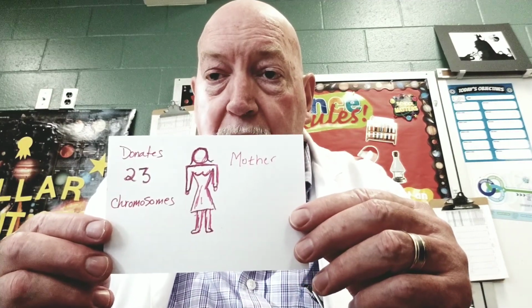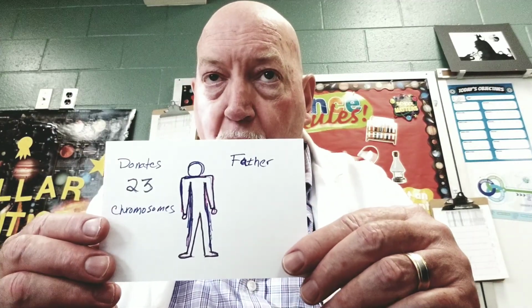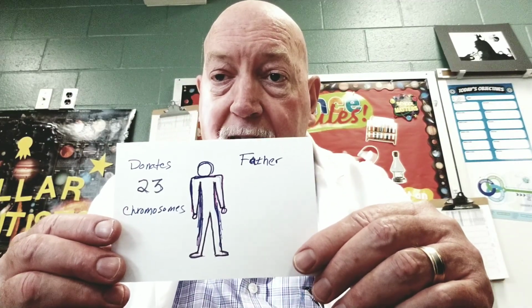For example, you have 46 chromosomes. 23 come from your mom and 23 come from your dad. So your mom donates 23 chromosomes and your dad donates 23 chromosomes. So that makes up the 46 that you have. So those 46 chromosomes will make up you, 23 plus 23.